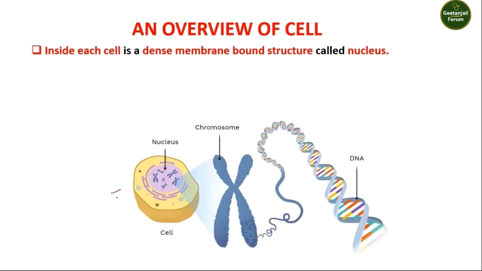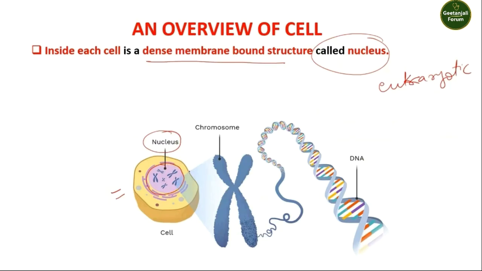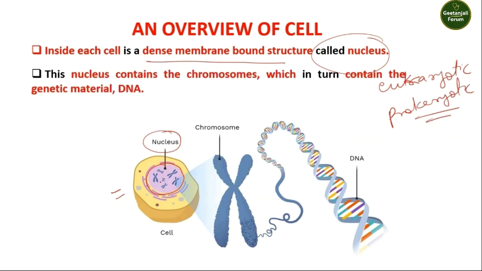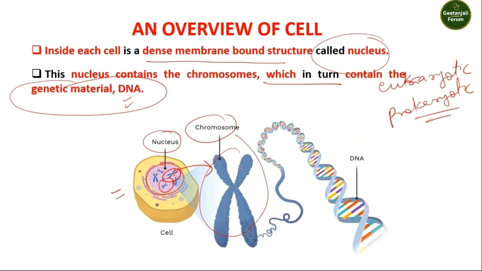How a cell is made. All the cells have dense membrane-bound structures inside them, which we call a nucleus. But this nucleus is found only in eukaryotic cells, which is generally located in the center of the cell. Nucleus is not found inside a prokaryotic cell. In the cell nucleus, chromosomes are present. These are the chromosomes. And inside the chromosomes, there is genetic material DNA present inside them. This is a chromosome, and inside this chromosome, this DNA is present.